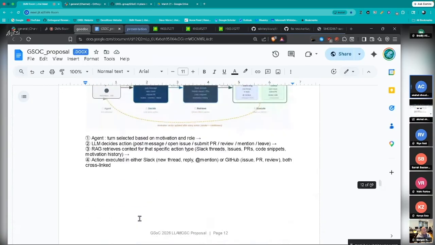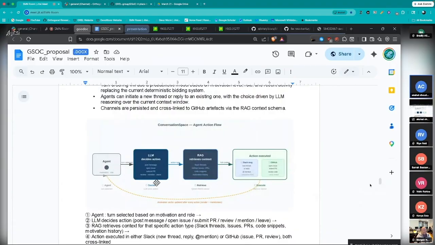But whenever an agent's turn comes up, we will have basically two different LLM calls. One will decide what action it wants to take. Does it want to open an issue? Does it want to make a comment? Does it want to talk informally to the Slack channel? Then we have the RAG part. This RAG part will retrieve the context and then we will execute our action. So the division of labor into two different AI calls will allow us to have a better result here.